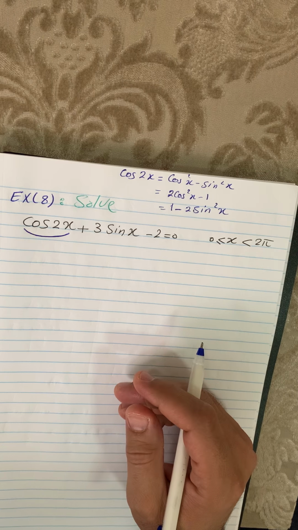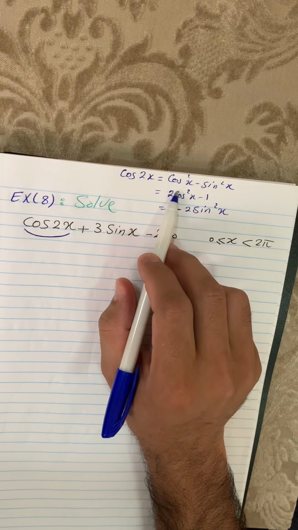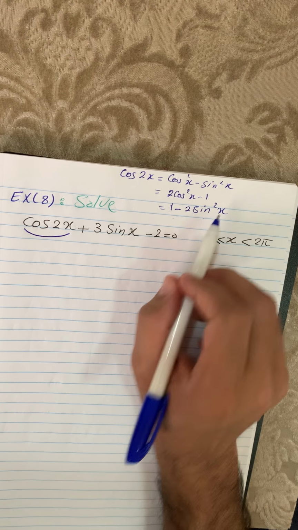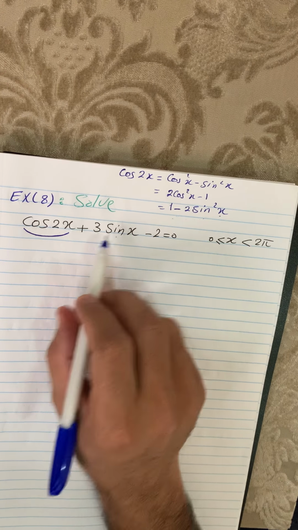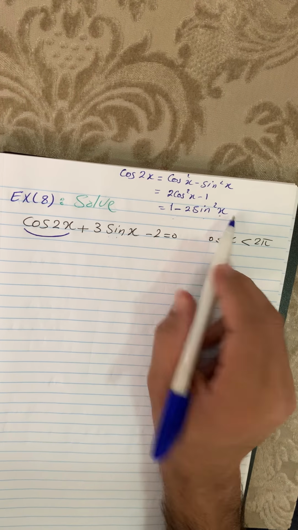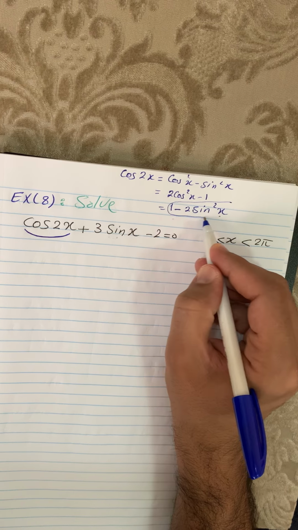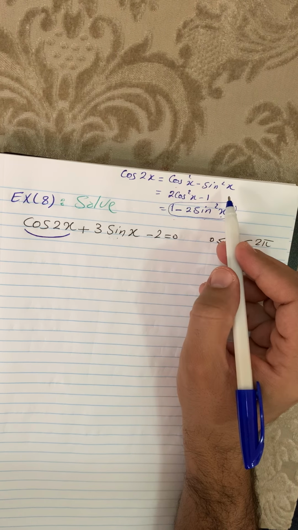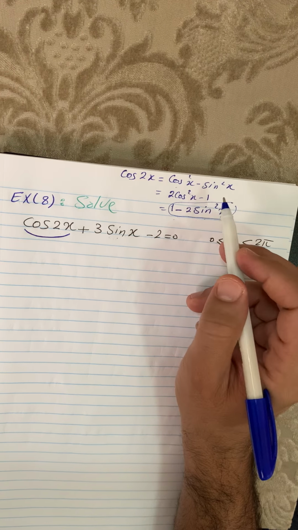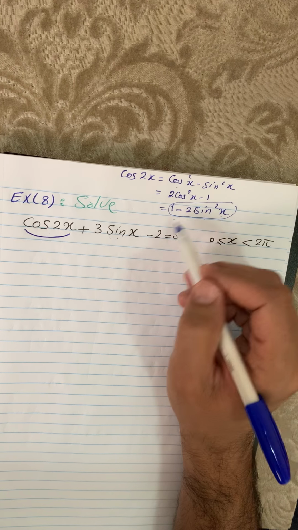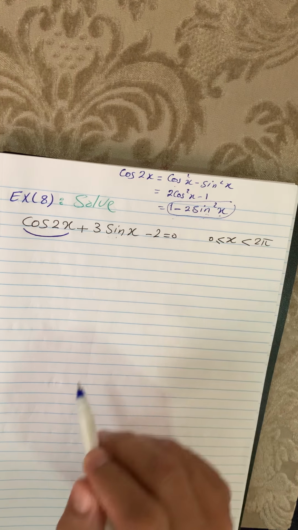Which one we have to use here? I think the third one. Why? Because we have sine here, so we need to write this equation in terms of sine. So let's take the last one, and do not take the first one. If you take the first one, it's also fine, we can convert it to be in terms of sine, but this one is easier.